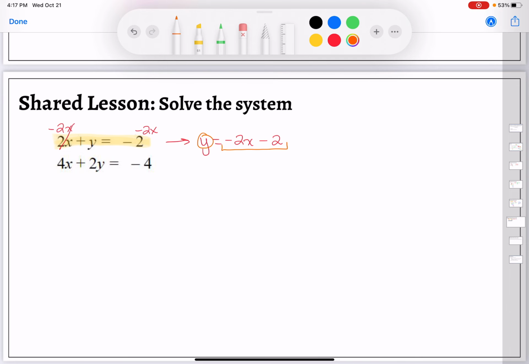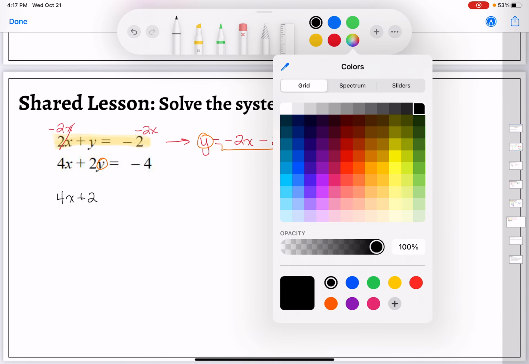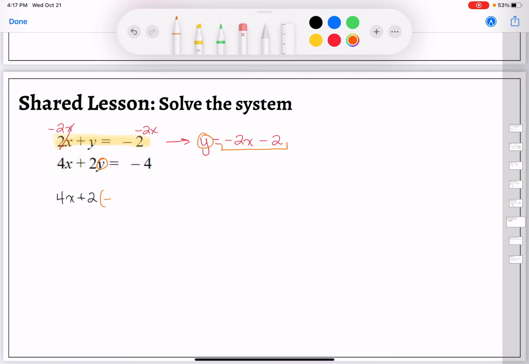So I'm taking that negative 2x minus 2, and I'm going to plug it in for y in my other equation. So I'll have 4x plus 2 parentheses negative 2x minus 2 equals negative 4. So I'm plugging in that negative 2x minus 2 in for y. All right, now I'm going to distribute my 2 on this one. I get 4x minus 4x minus 4 equals negative 4. Oh my gosh, we have so many 4s.